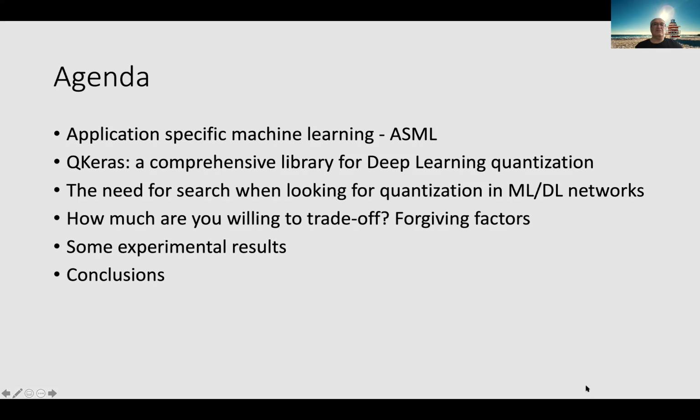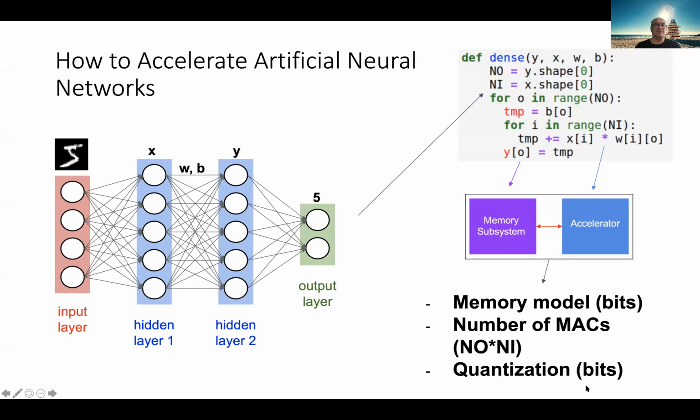So the agenda of this talk is going to be as follows. First, I'm going to talk about application-specific machine learning, talk about QKeras, a library we created for deep learning quantization, and then how we can use automatic ML or AutoML to search for the best quantization strategy, and introduce some of the key aspects of the AutoML we created, namely forgiving factors, show you some experimental results, and show you how this was used for the CERN particle accelerator, and some conclusions.